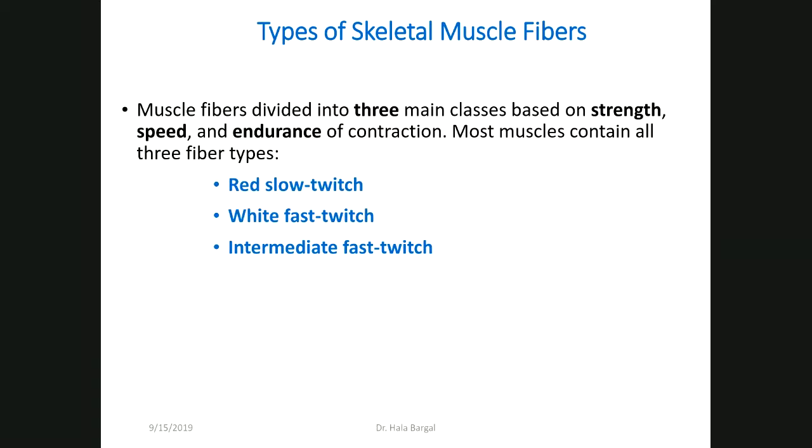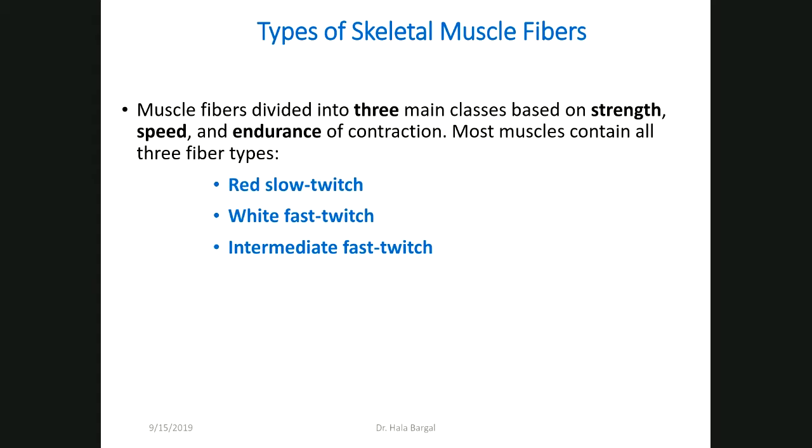What are the different types of skeletal muscle fibers? We differentiate the muscle fibers into three types: red slow twitch, white fast twitch, and intermediate fast twitch. Notice that we divide the muscles into three main classes based on their strength, speed, and endurance. This is the first classification of the skeletal muscles.